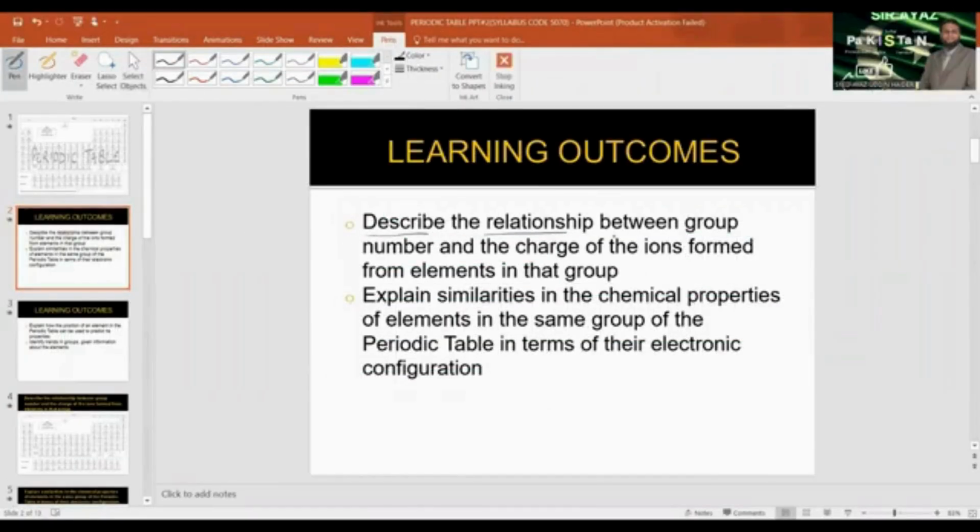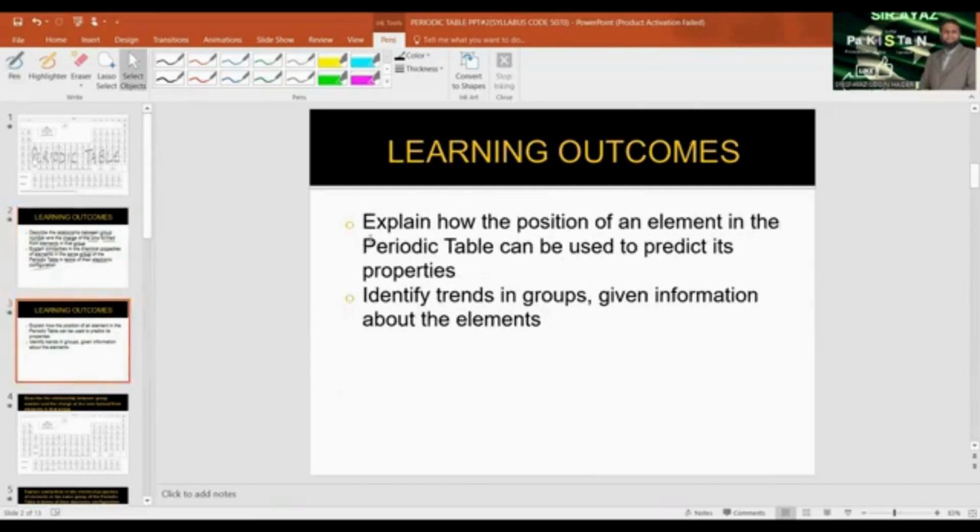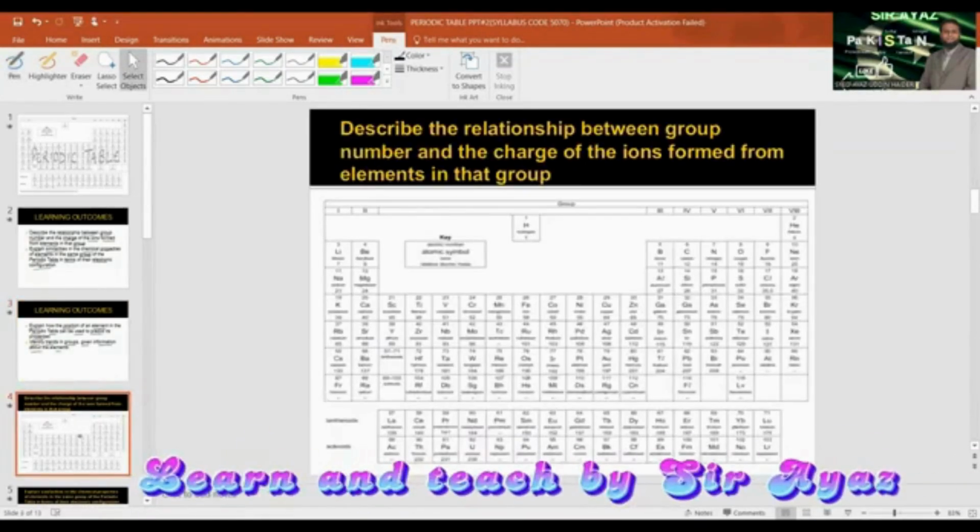Describe the relationship between group number and the charge of the ions formed from elements in that group. Explain similarities in the chemical properties of elements in the same group of the periodic table in terms of their electronic configuration. Explain how the position of an element in the periodic table can be used to predict its properties. Identify trends in groups, given information about the elements. So here's the periodic table. First of all, we'll talk about the relationship between group number and the charge of the ions formed from elements in that group.